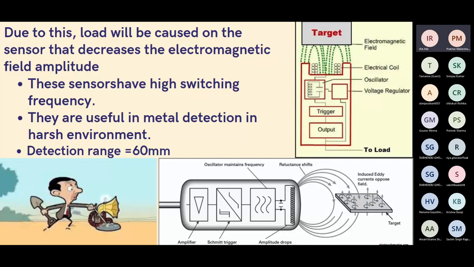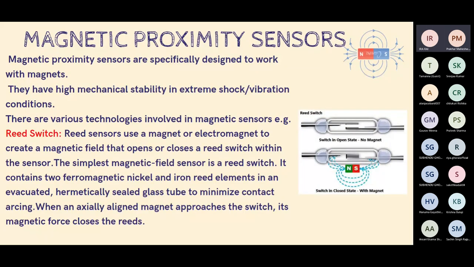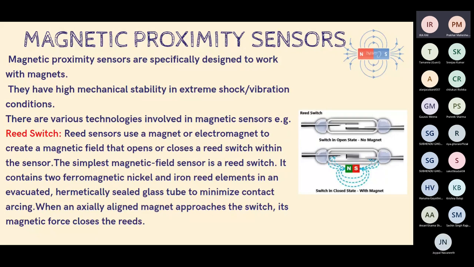We can move further to the next, magnetic proximity sensors. These sensors are specifically designed to work with magnets. They have high mechanical stability in shock and vibration conditions. Magnetic proximity sensors have various types of technologies, but in this slide, I'll be explaining just two types, that is the reed switch and the Hall effect sensor.